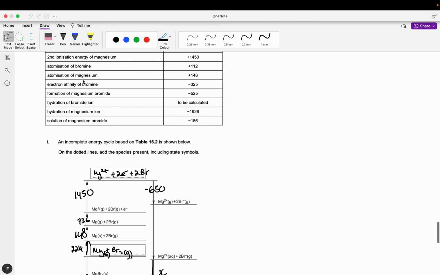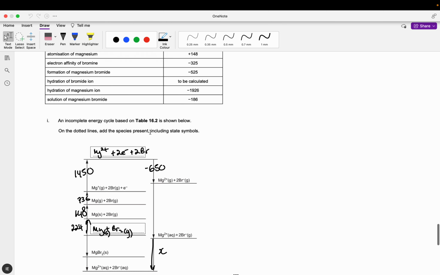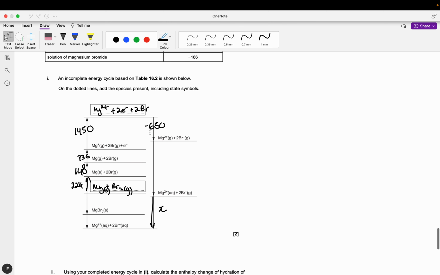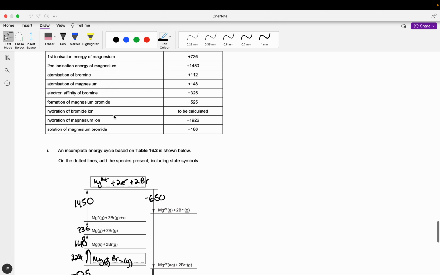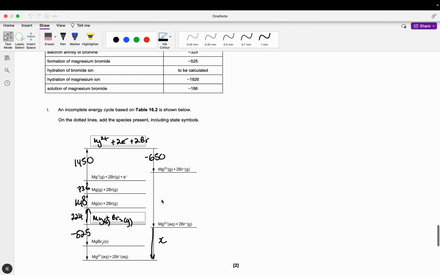Okay. Formation of magnesium bromide is minus 525. That represents your formation formula. So that here is minus 525. Make sure, by the way, that all your negatives and your signs are all okay. Hydration of bromine ion, that's your X. Hydration of magnesium ion. Remember, what did we define hydration as? Your ion goes from gas to aqueous. And this is for magnesium. So take a look, which one would that be? It's got to be this long step here. So that is minus 1926.